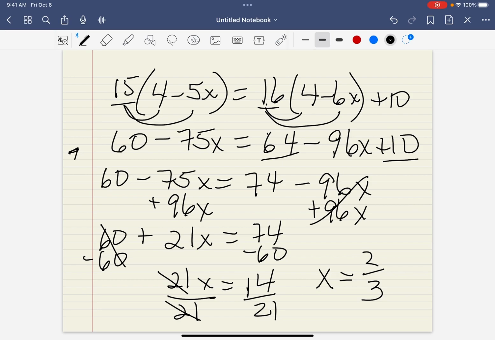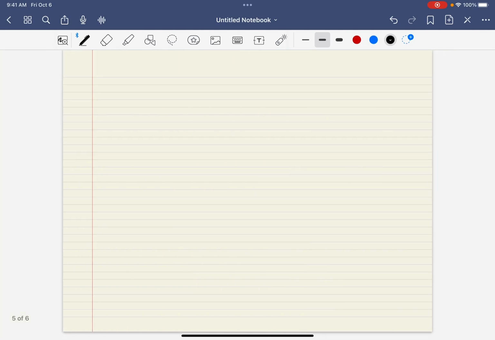Okay. All right, the next one. Just a little bit more complicated. Bless you. 12 minus. Now, what does that minus in front of the parentheses do?